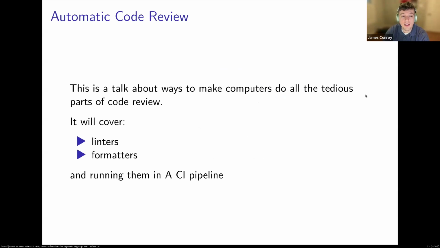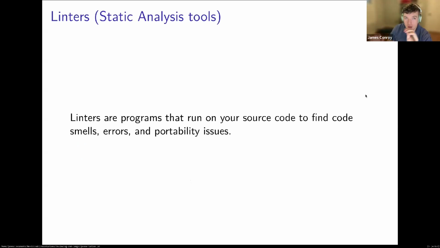This talk is all about ways to make computers do all the tedious parts of code review. We're just talking about ways to make computers do the hard stuff with system monitoring. We can also offload a little bit of that for code review or just updating code even. It'll cover linters, formatters, and running them in a CI pipeline. All right, so what are linters?